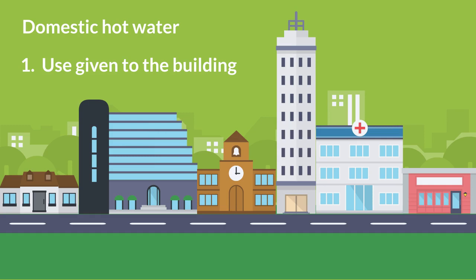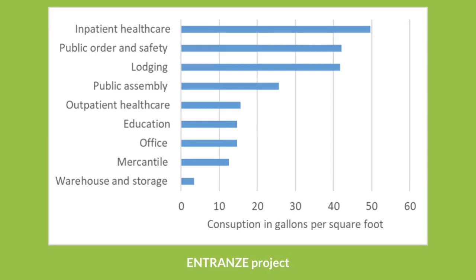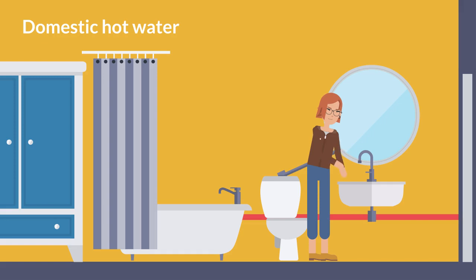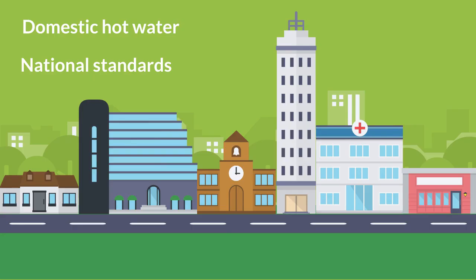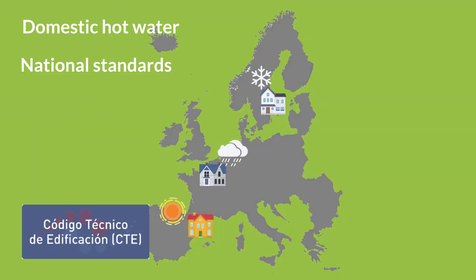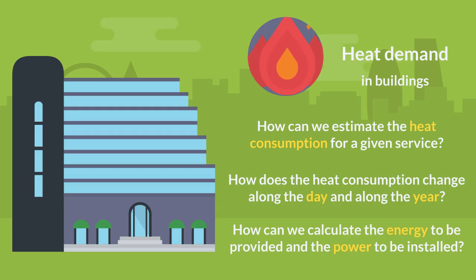and can be different for different countries. It also depends on the monthly temperature of the external environment. You can find data on the internet, like the Entrance project, like the consumption per square foot for different types of buildings, or the average consumption per occupant in different countries. You can use national regulations and standards that set the liters of hot water per person and day for different types of buildings. In Spain, you can use the technical code for edification. In the EU, you can use the standard EN 15316-3-1.